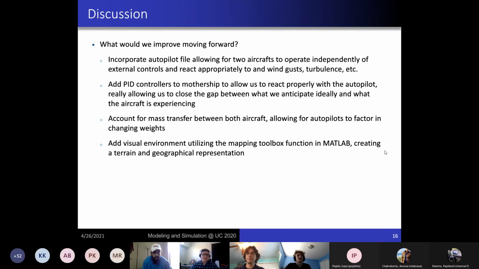So what we would like to do moving forward is to include those complexities and then also incorporate the Autopilot file to make both of the aircraft fly within Autopilot, and then add in the mass transfer and a visual environment.